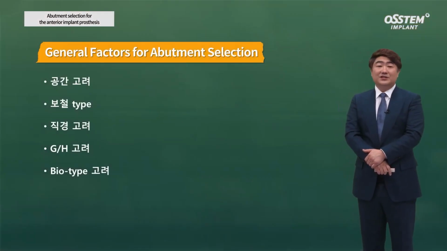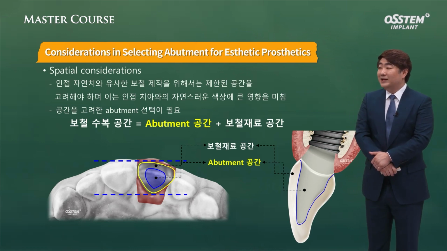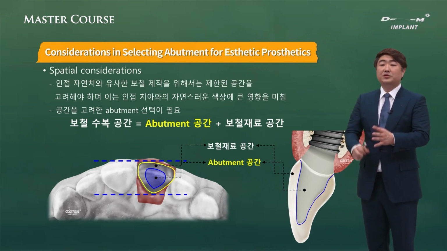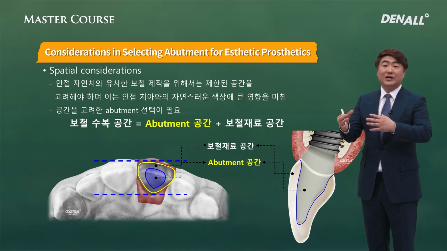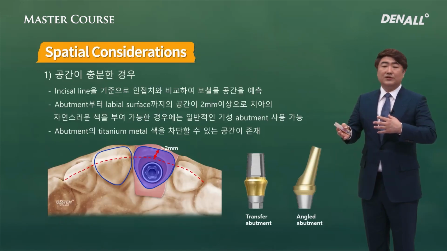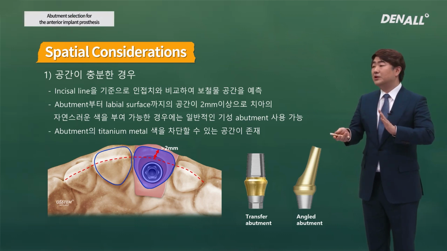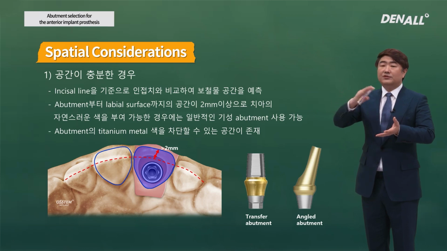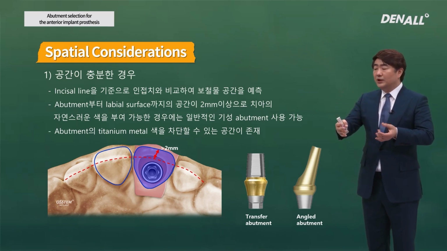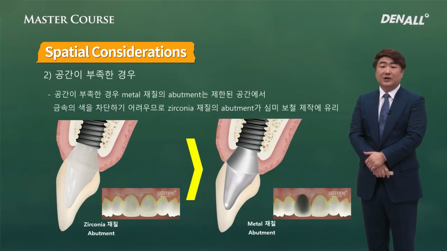Next is about things to be considered in the abutment selection. I'll keep this part short. First is about space. The space for the abutment, gingiva and prosthesis material is what I'm talking about. If the space is sufficient, then a stock abutment is possible. But if the prosthesis space is not sufficient, then the top part should be a custom abutment. And if the gingiva space falls short, then a gingiva abutment might be a better choice.